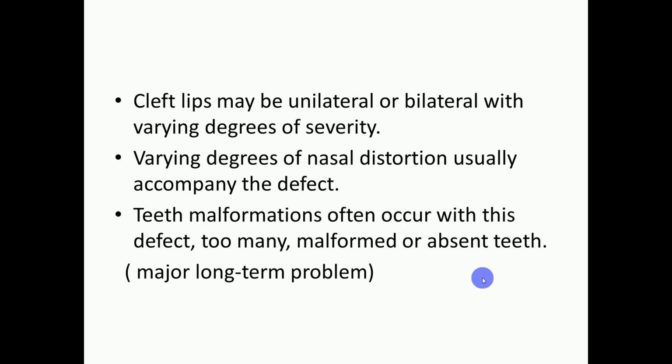Cleft lip may be unilateral or bilateral, on one side or both sides, and with varying degrees of severity. It can be just a small indentation in the vermilion border to all the way up through the nasal passages. But one of the big things you're going to have to concentrate on is teeth malformations. These often occur with this defect, either too many, malformed, or absent teeth. So this is a major long-term problem.